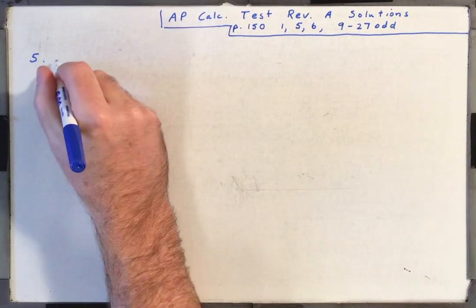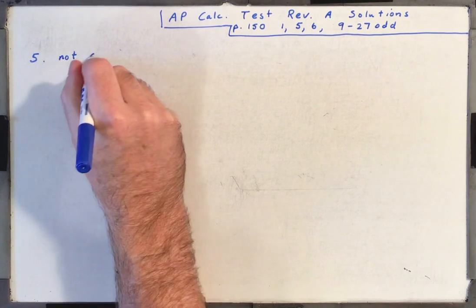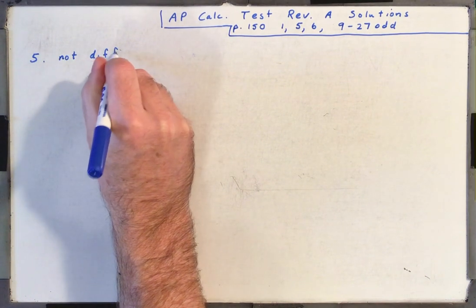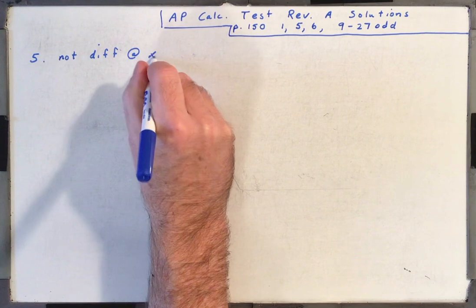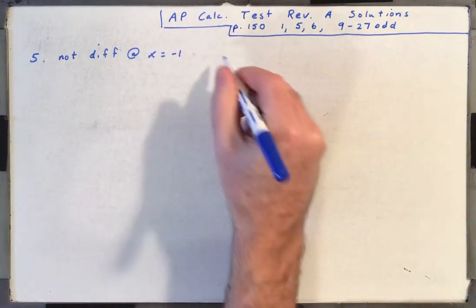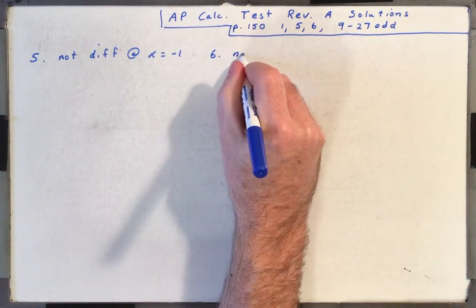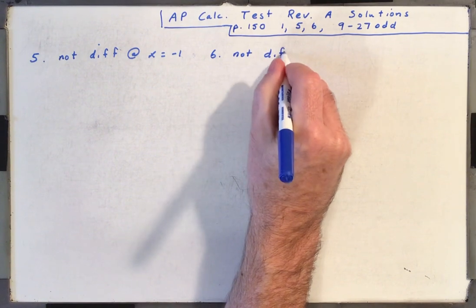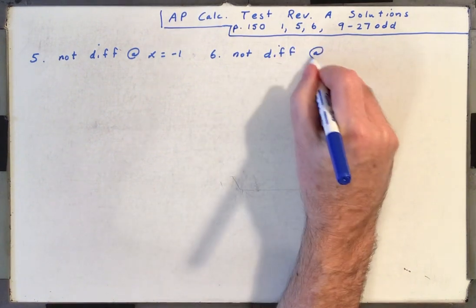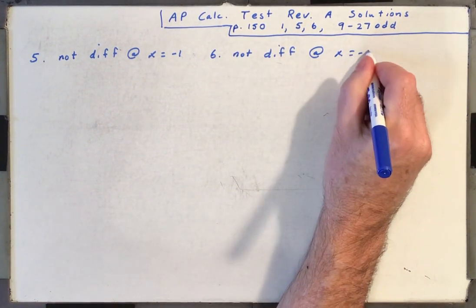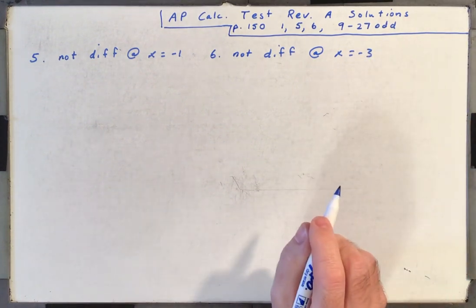So for 5, it's not differentiable at x equals negative 1. And number 6, not differentiable at x equals negative 3.